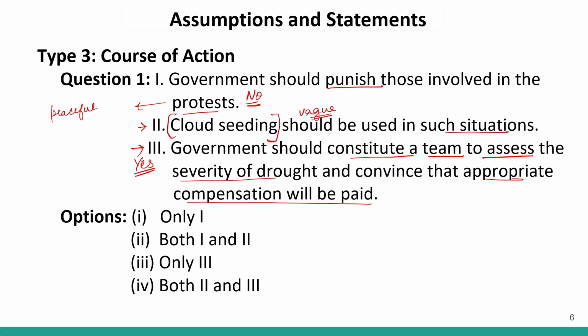So neither they are waiving off the loan as it is, but they are basically promising the protesters that they will be compensated. So this would be the correct course of action, the logical course of action. So answer will be only 3, and only 3 is given in option number 3. So option number 3 will be the correct answer to this question.